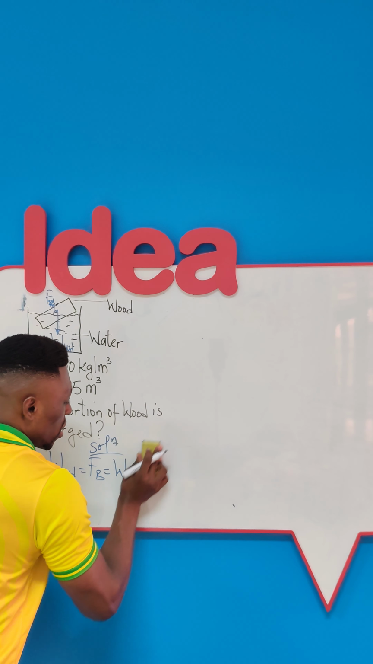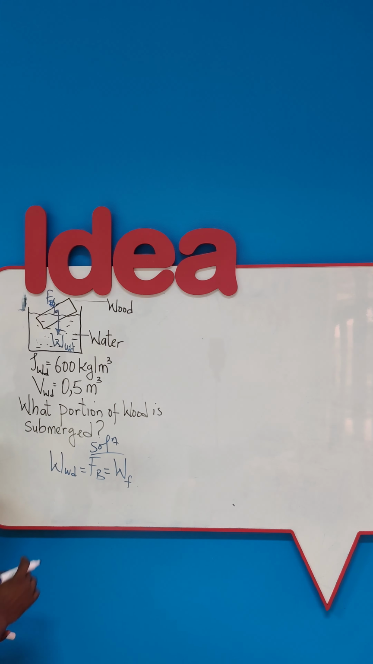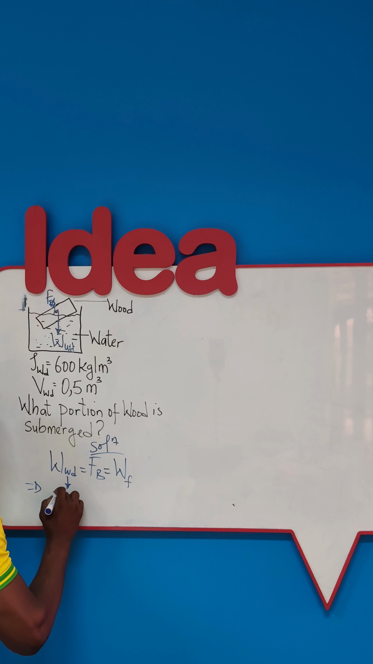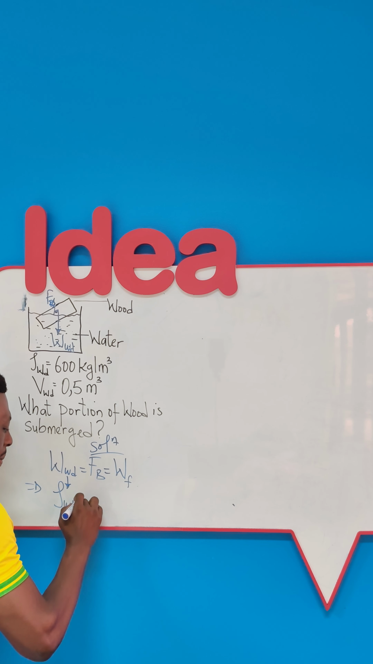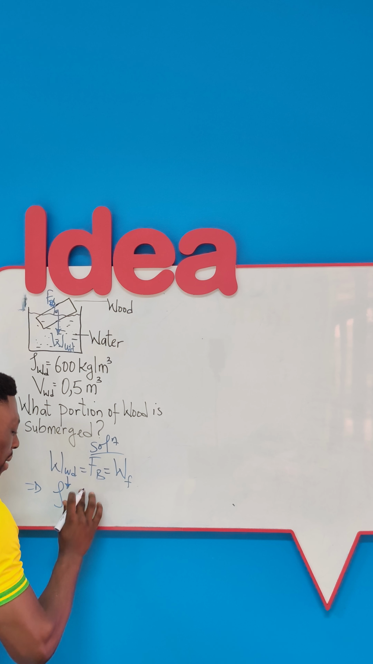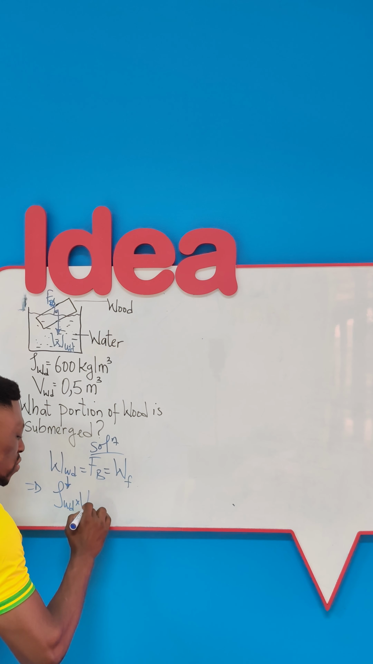So in this case, we are going to have that the weight of the wood, we would say this implies, instead of writing weight of the wood, I'm going to put here density of the wood times volume of the entire wood.